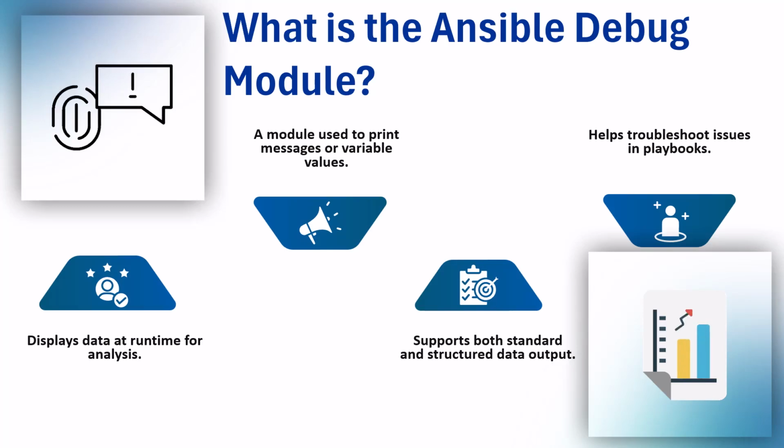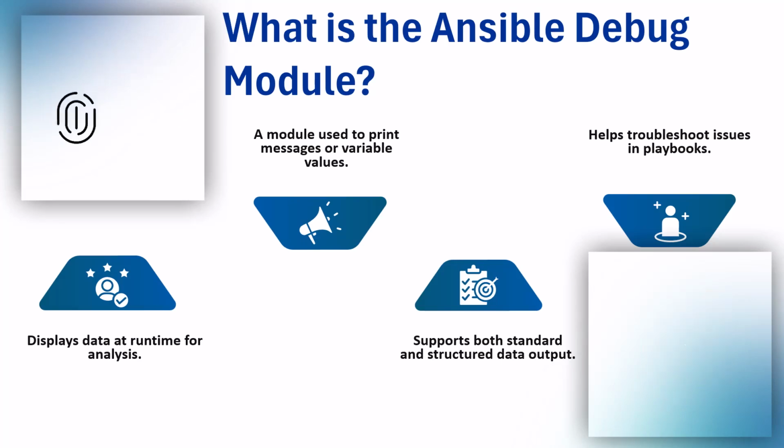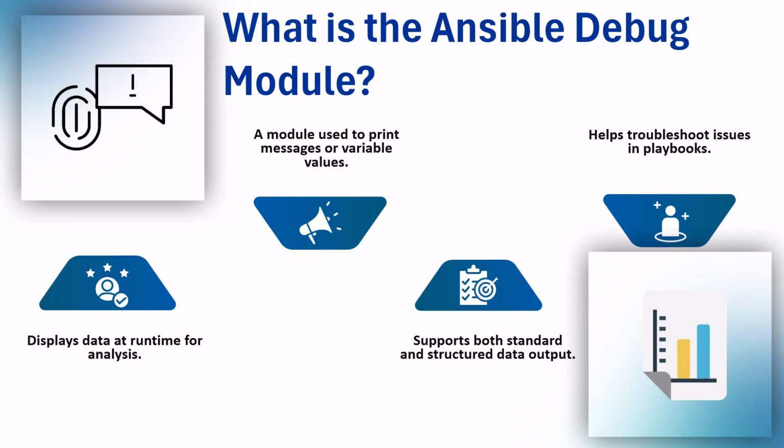Think of the debug module as your assistant. Whenever things go wrong, it tells you what's happening behind the scenes. It prints values, highlights errors, and keeps you informed. Without it, debugging would be like working blindfolded. And let's be honest, nobody wants to debug in the dark.